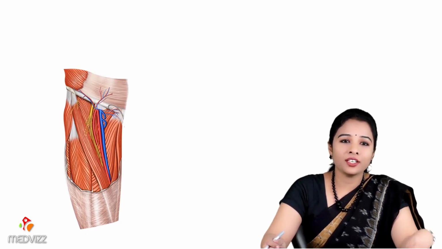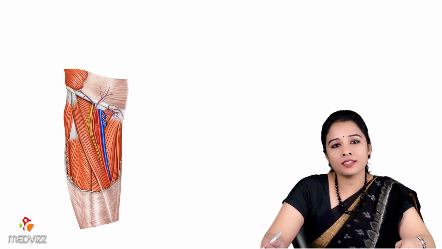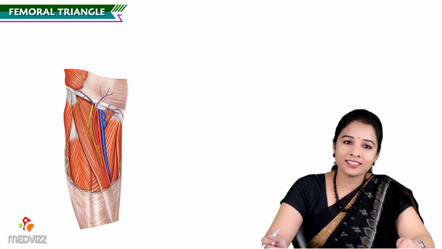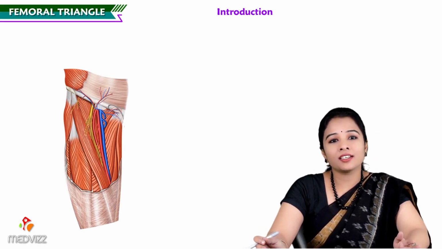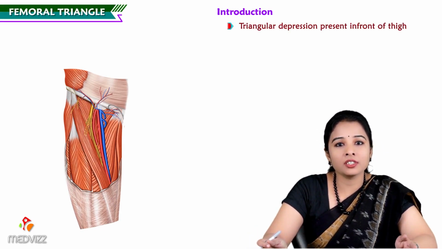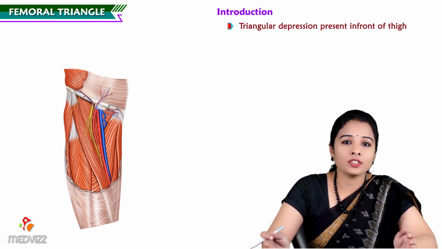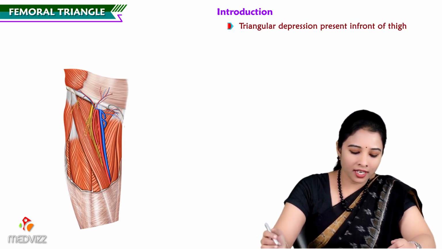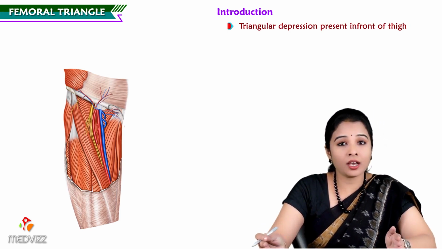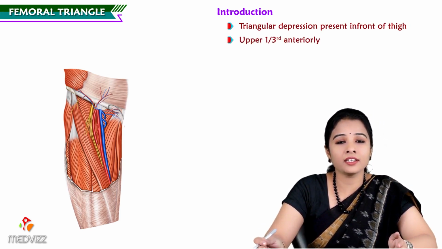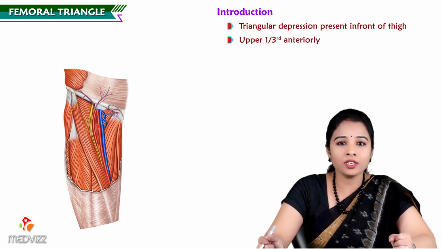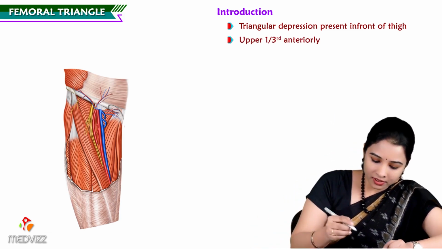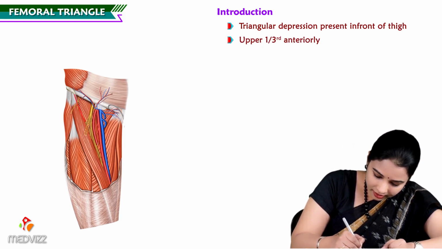Dear students, today we will go ahead with a very interesting and important topic in the lower limb, that is femoral triangle. Femoral triangle is a triangular depression present in front of the thigh. So if we see in the upper one-third of the thigh, the triangle which is present on the medial upper one-third anteriorly in front is the femoral triangle.